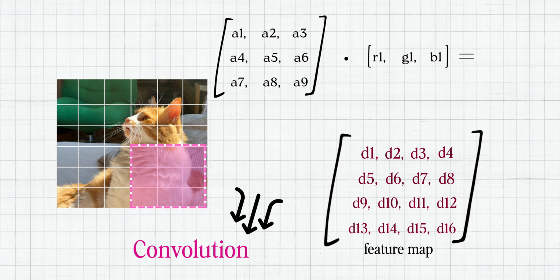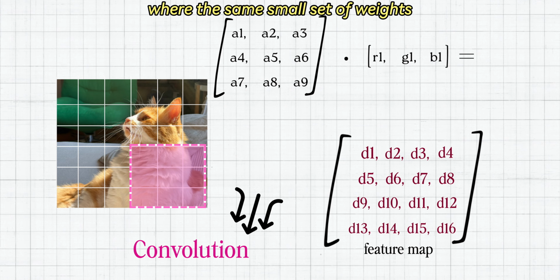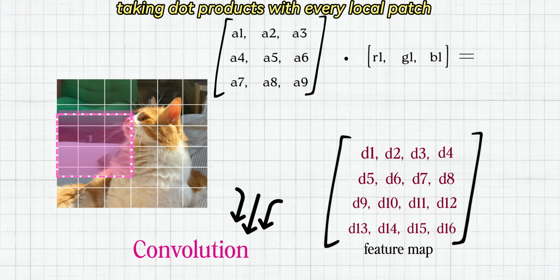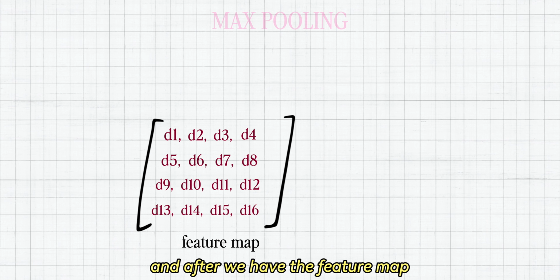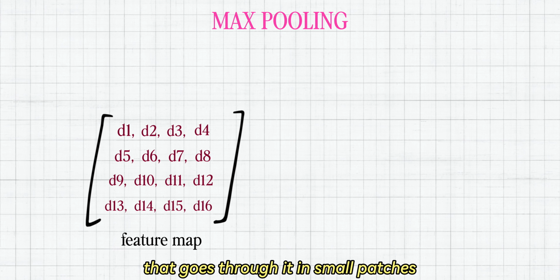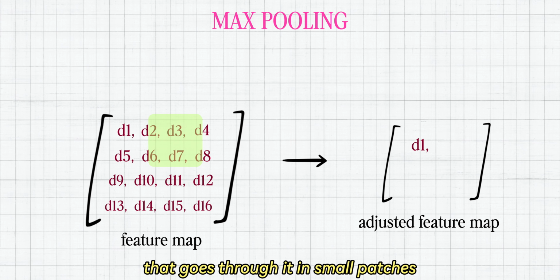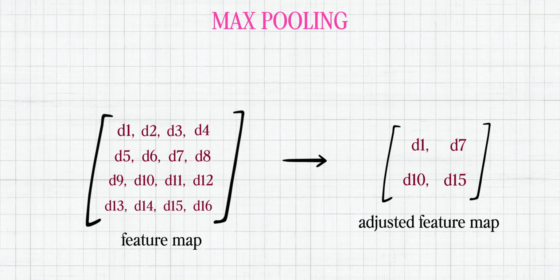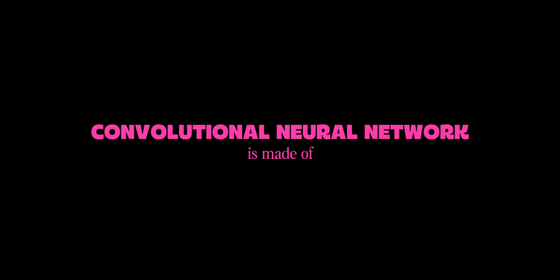Convolution is this operation where the same small set of weights, the kernel, slides across the entire image, taking dot products with every local patch. And after we have the feature map, there's usually a pooling stage that goes through it in small patches, such as 2 by 2, and keeps the part where we have strong signal or higher value. And that's what a convolutional neural network is made of.